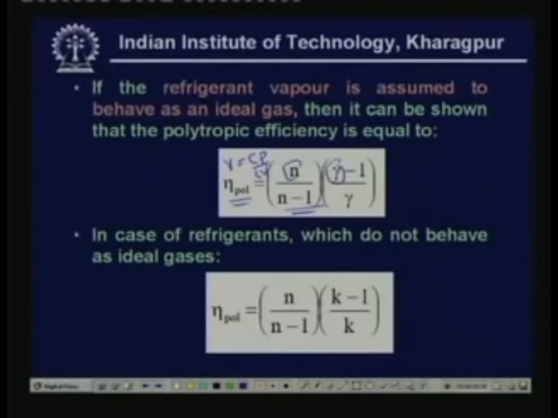Okay. So in case of refrigerants, as you know, which do not really behave as ideal gases, what is normally done is this gamma is replaced by the isentropic index of compression k. Okay, that means the polytropic efficiency is simply given by n by n minus 1 into k minus 1 by k, where n is the index of polytropic compression, k is the index of isentropic compression. Okay, so this is a simplification. Actual analysis is very complicated, but this is generally practiced so that you can have a rough idea of the polytropic efficiencies.